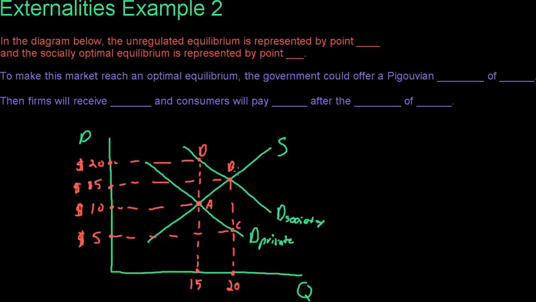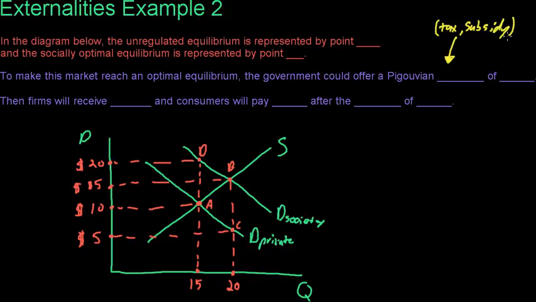So I want you guys to try and work through this problem on your own, but first I want to just give you some options for a couple of these blanks. So this one right here can either be, you have the choice of a tax or a subsidy. So those are your two choices for that blank.